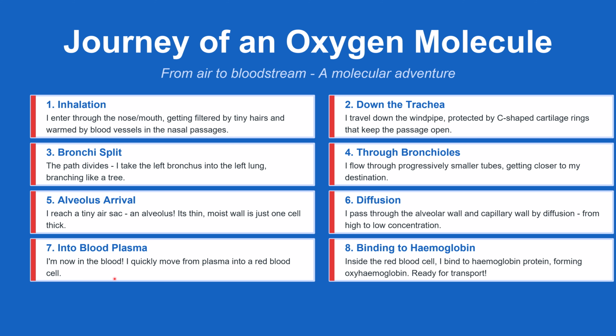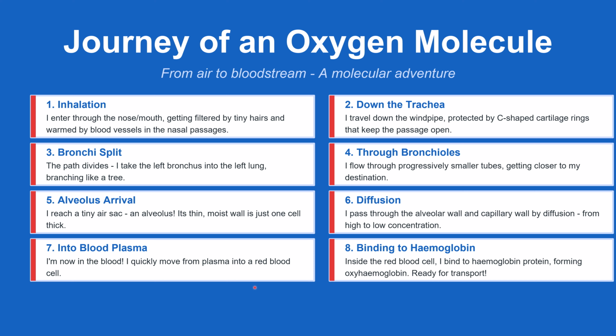Step 7 is into blood plasma. The molecule enters the liquid part of the blood. I am now in the blood. I quickly move from plasma into a red blood cell. It is binding to hemoglobin. I enter the red blood cell to form oxygenated blood, or oxyhemoglobin, for transport.